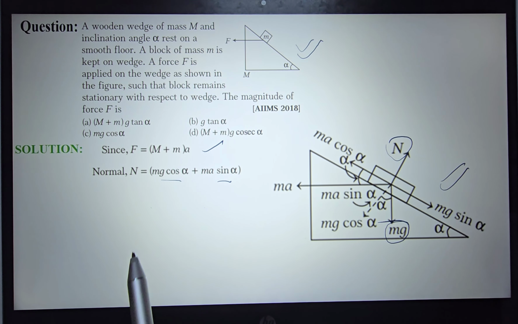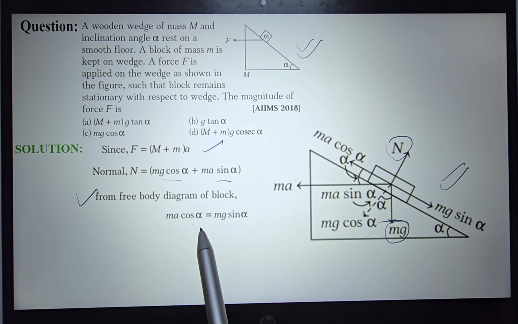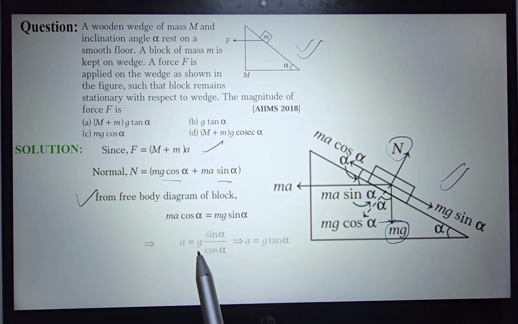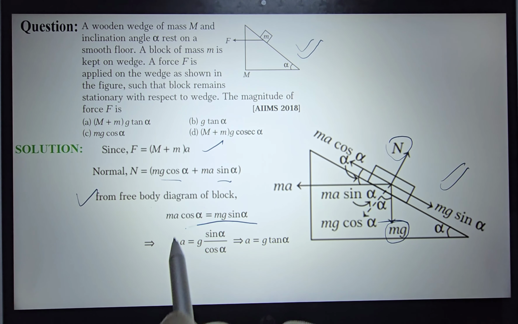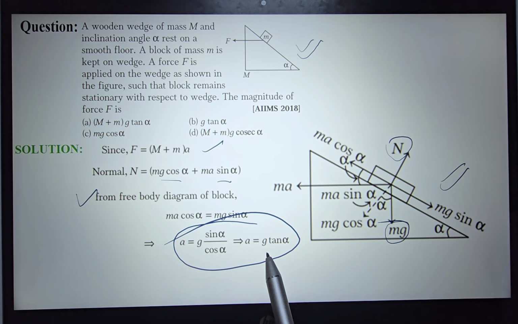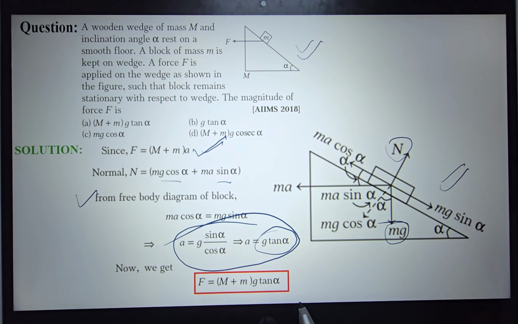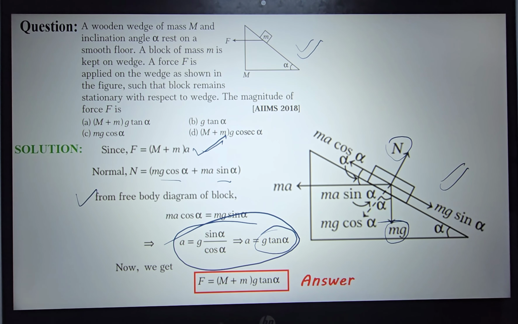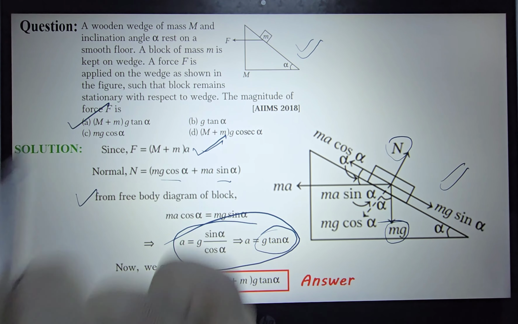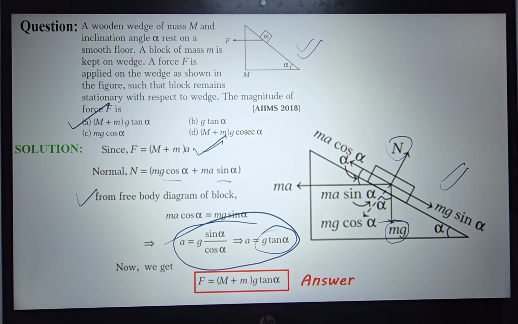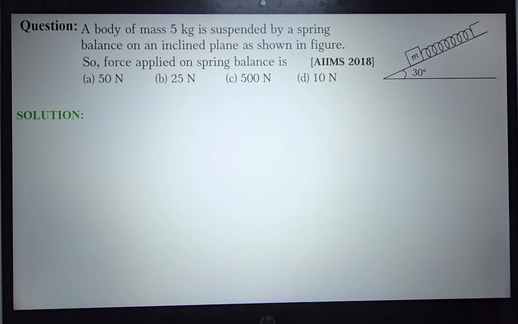How? You just put this condition: ma cos alpha is equal to mg sin alpha, right? Now using this further, a is equal to g sin alpha upon cos alpha, means you can say a is equal to g tan alpha. Now this is the equation for acceleration. Now we get F is equal to M plus m into g tan alpha, because I'm just putting this a is equal to g tan alpha in the very first equation. So this is your final answer. Means you can say the option is A, right? So this is how we solve the problem. Now let us proceed for the next problem.